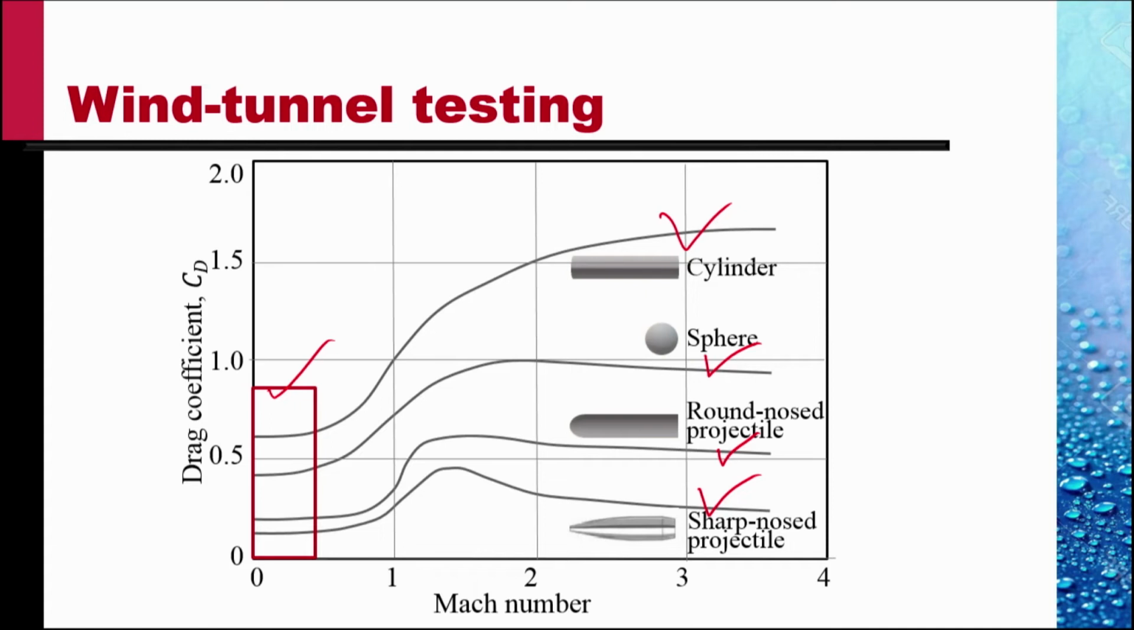This permits us to ignore the compressibility effects for Mach number below a value of 0.3 or 0.4. So if we remain below 0.3 or 0.4, we could ignore the effect of the Mach number. So we can work with only two forces, inertial forces and viscous forces.